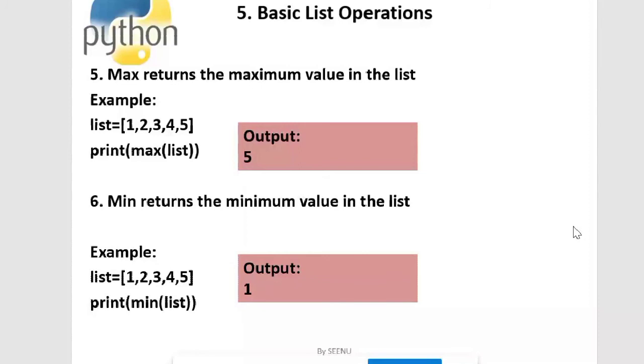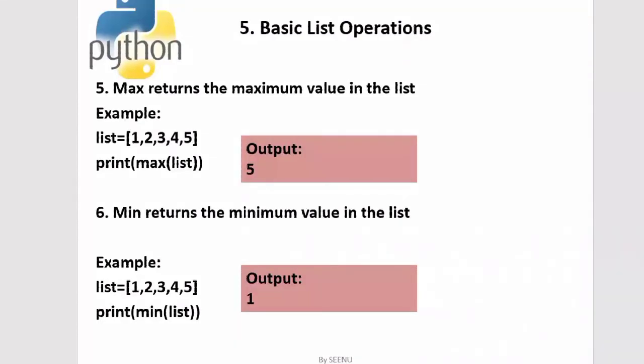So when you give a list and you want to find the maximum value in your list or the minimum value in your list, there are two functions available. One is called max and another one is called min. Okay. So is this a function or a method?